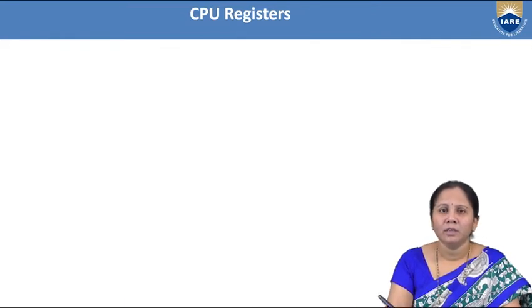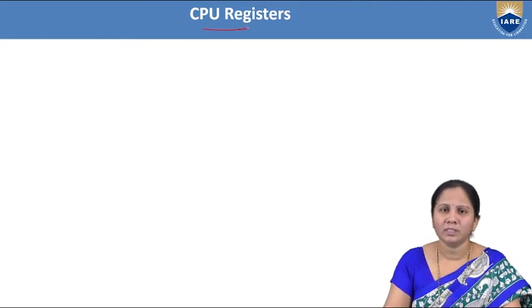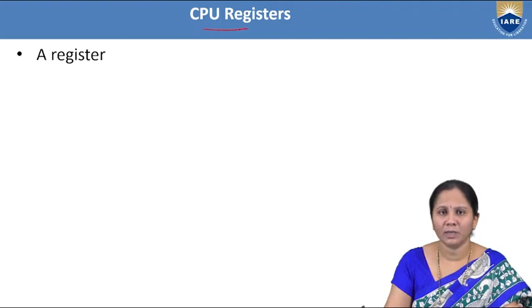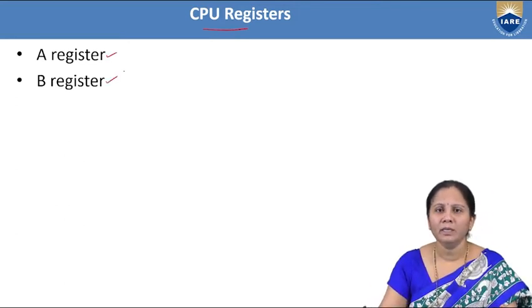Let us discuss all the registers that are available in the 8051 microcontroller. The first classification of registers is the CPU registers. Under CPU registers, one is the A register, which can also be called ACC, that is the accumulator register. Another one is the B register. These are the two registers that are called CPU registers. Now we will see the function of these A and B registers.